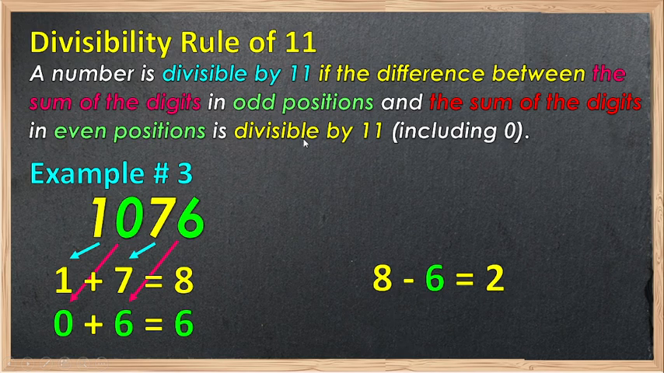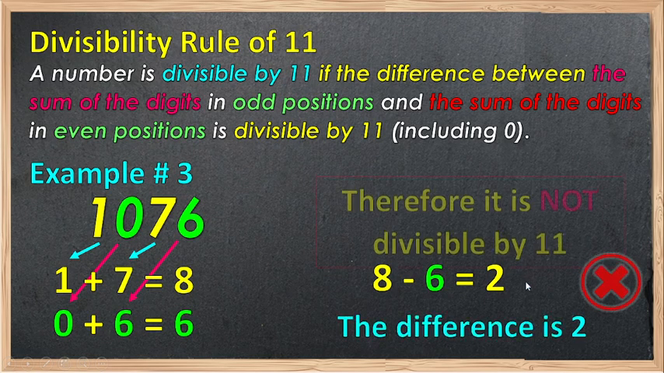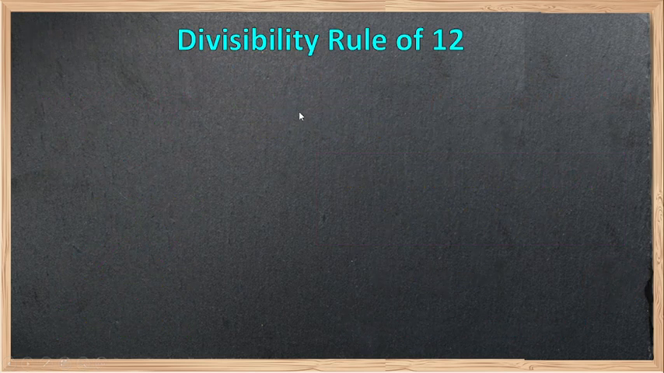Is 2 divisible by 11? No. Is 2 equal to 0? No. Therefore, the difference is 2, so the number is not divisible by 11. Again, if the difference is divisible by 11, then the number is divisible by 11. Also, if it's 0, it is divisible by 11. But if the difference is neither divisible by 11 nor 0, then the number is not divisible by 11. Okay?